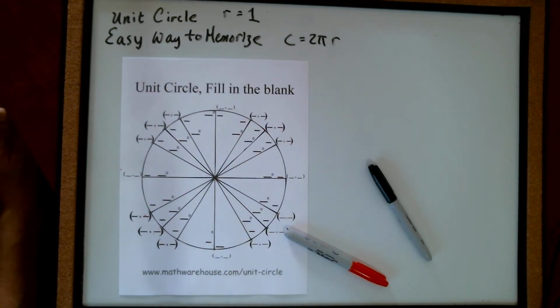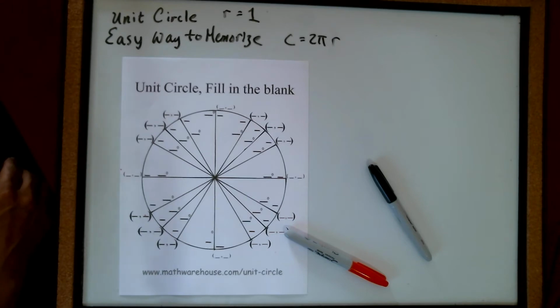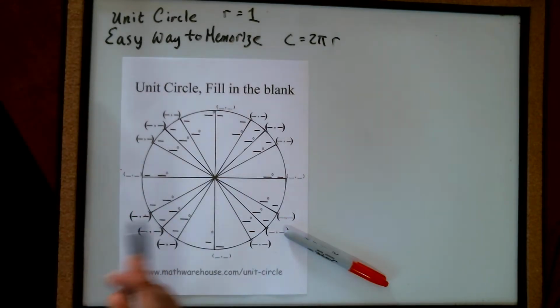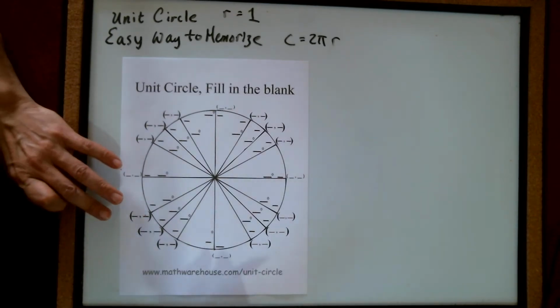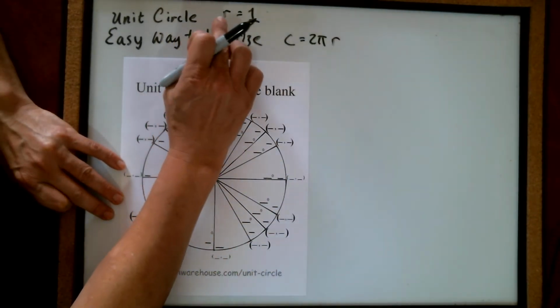Hi, I found this video a long time ago and it helped me to help my students memorize the unit circle rather easily, so I'm going to show it to you. Like I said, I don't have the link because I lost it, but I tried to find it and it wasn't there. So unit circle means a radius of 1.